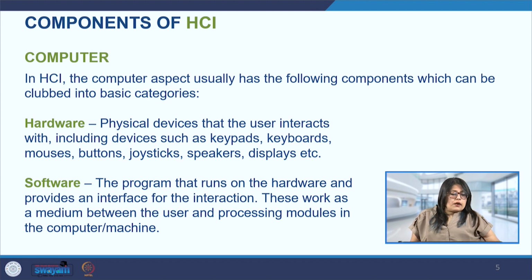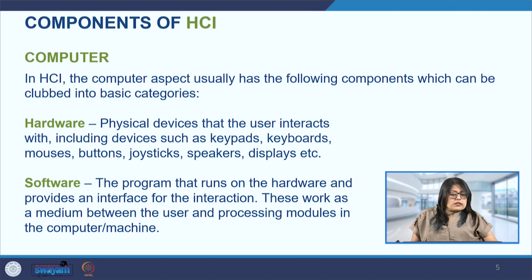One is our computer. A computer has the following components which can be clubbed into basic categories. In these two categories that we see, hardware and software. Hardware means the physical device that the user interacts with. This includes keypads, keyboards, mouses, buttons, joysticks, and even screens and displays.